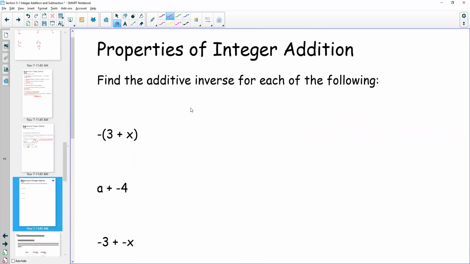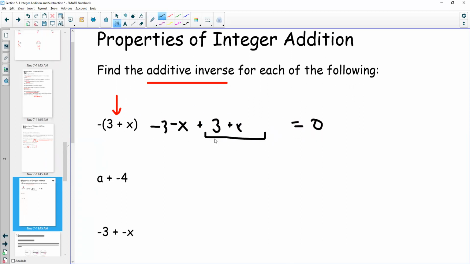So additive inverse, what that means here, additive inverse is the thing I can add to what I have right here to make 0. I want a sum of 0. So in this first one, the first thing I'm going to do is distribute. So I get a negative 3 minus x. Well, the opposite of this, the thing I can add to it to make 0, is the opposite of each number, is negative 3 plus x. X's would cancel, 3's would cancel, the whole thing makes 0.